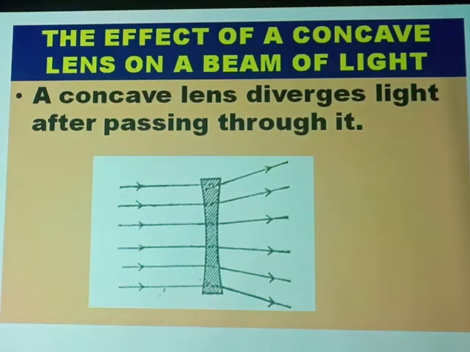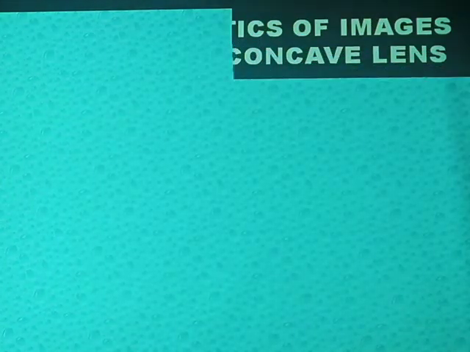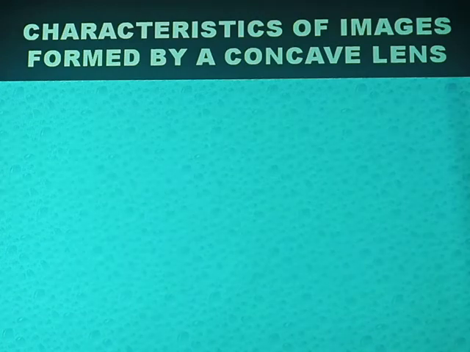They spread out. We also want to look at the characteristics of images formed by a concave lens. Are you together? You learned about images. An image is simply a light picture. Remember, images are formed as a result of light falling on an object. For example, if light falls on your eye, you are able to see an image. An image is formed. Now, what are these characteristics?